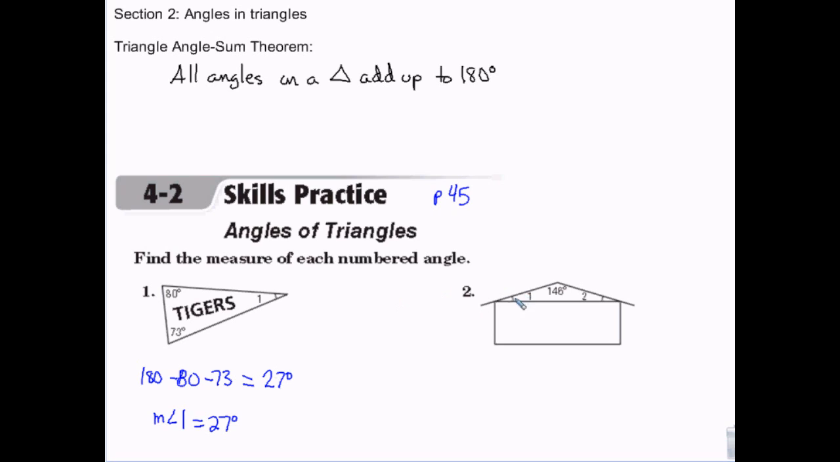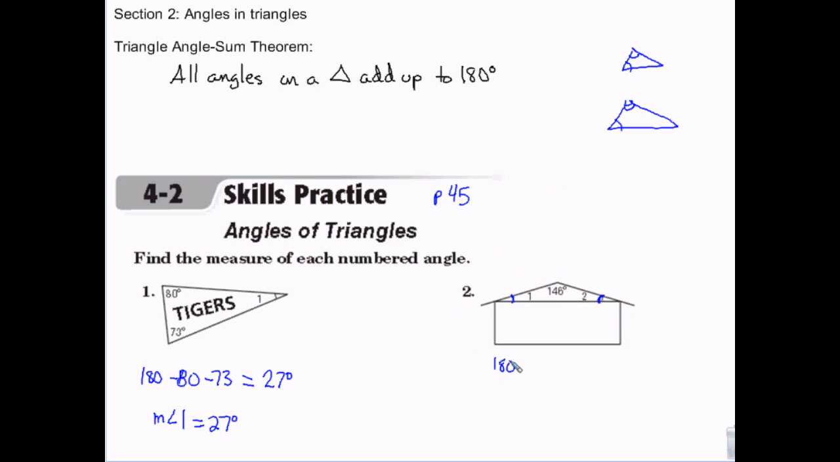On number 2, they only give us one angle, but you see these marks here, how they have the same number of little lines in there? When you have triangles, if the angles measure the same, they'll have the same number of loops. If I have angles that measure different, I'll have 2 different numbers of loops or 3 different numbers of loops. So since these have one loop each, that means they're the same.